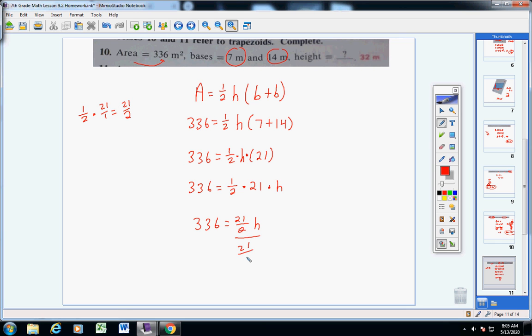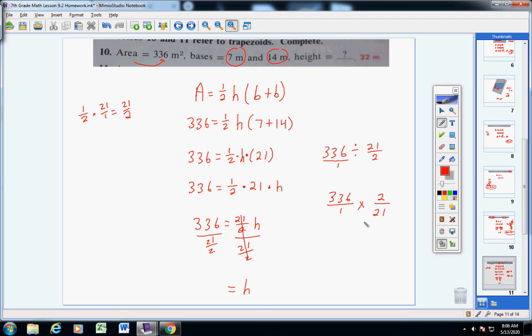And now we know what to do, guys. We divide both sides by 21 over 2. These cancel, leaving you with h. And here I have 336 divided by 21 over 2. And that's not a big deal. We know how to multiply and divide fractions by now in the 7th grade. Put this over 1, right? And then take your second fraction, flip it, and multiply. Alright?